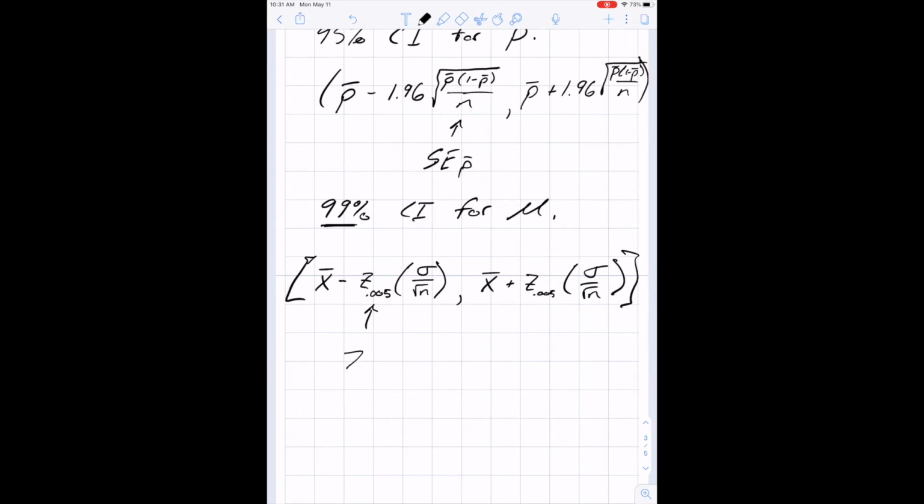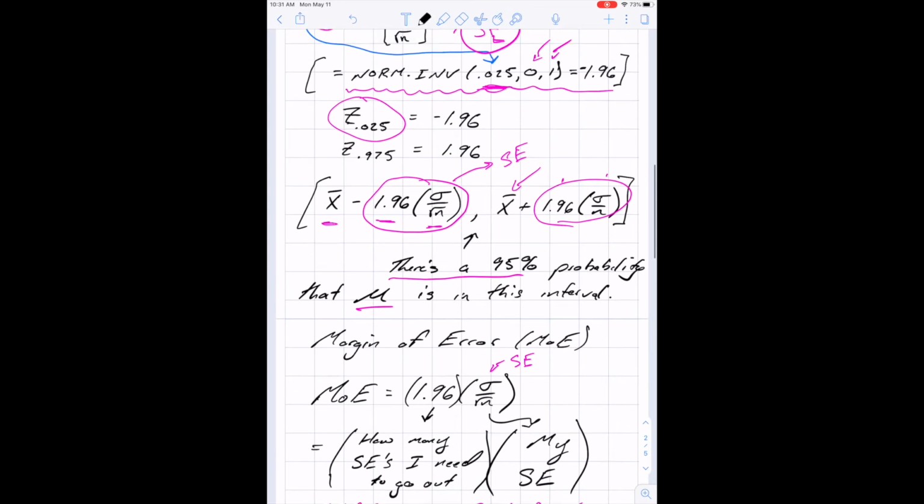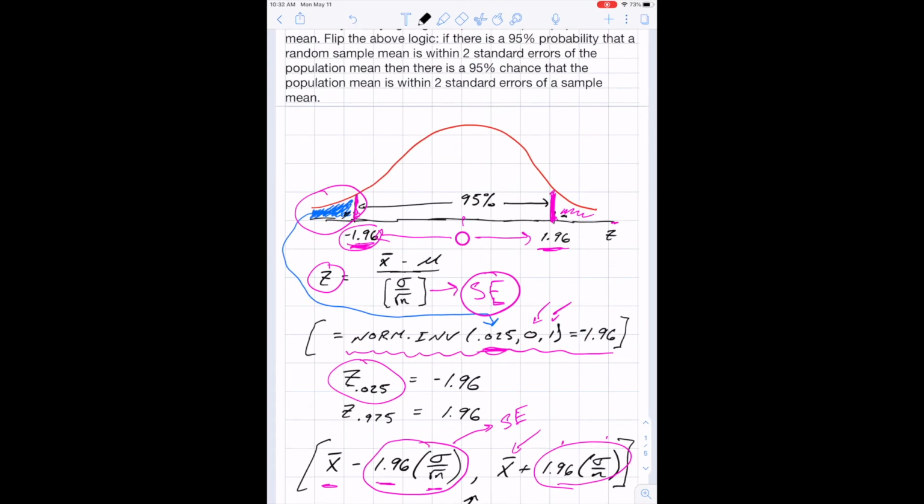Note that Z 0.005, the absolute value of that, so it's positive, will be greater than Z 0.025. Because I have to go farther away. Think about these two pink lines. If there's a 95% in the middle where those pink lines are, what do I have to do to those pink lines to turn that 95% into a 99%? They have to go outwards farther, right? Because I want more area in the middle.